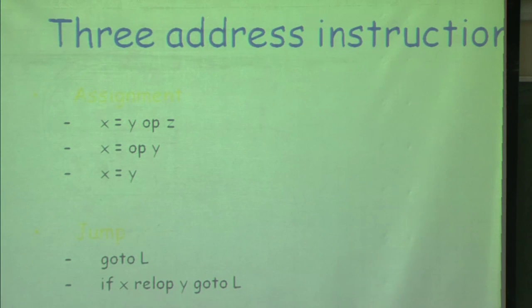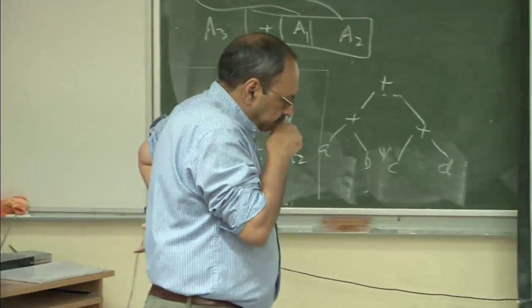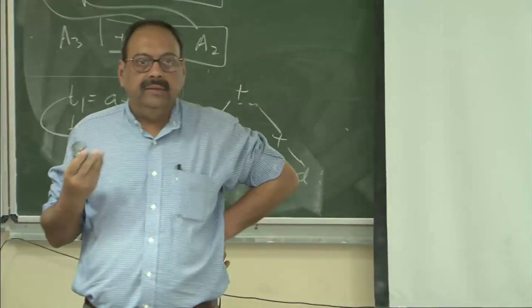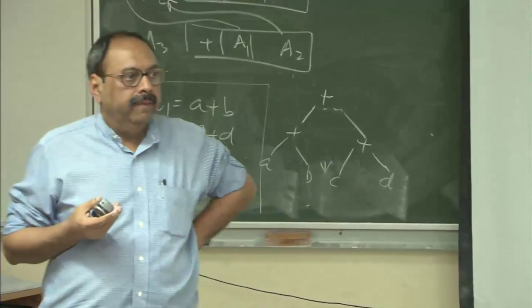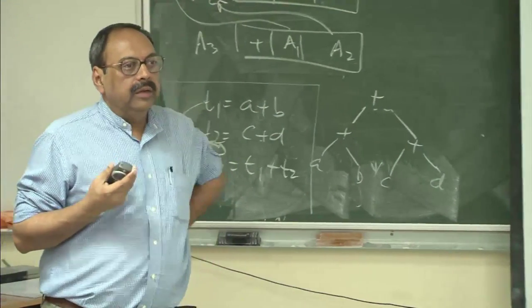So what is the address here? Do I have an address in go to L? Like we said, I can have addresses here which are x, y, and z. What is the address here in go to L? Address of the instruction. What does that mean, address of the instruction? So is a label an address? When I say go to L, L is a label. Is a label an address?